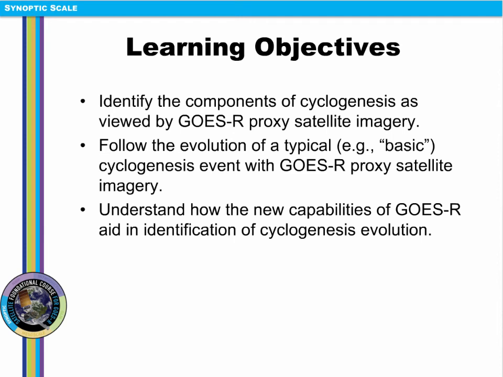For our learning objectives, we want to learn how to identify the components of cyclogenesis as viewed by GOES-R proxy satellite imagery. We want to follow the evolution of a typical or basic cyclogenesis event with GOES-R proxy satellite imagery. And we also want to understand how the new capabilities of GOES-R aid in identification of cyclogenesis evolution.